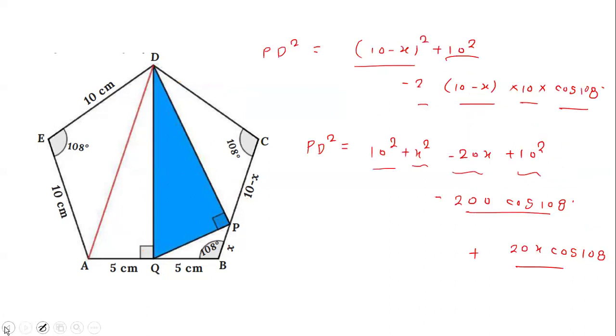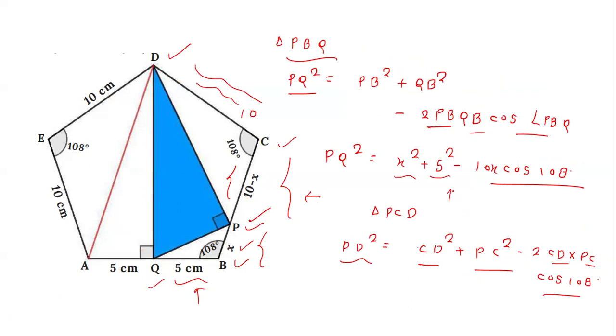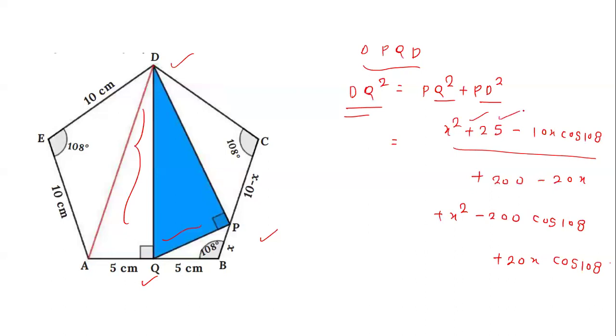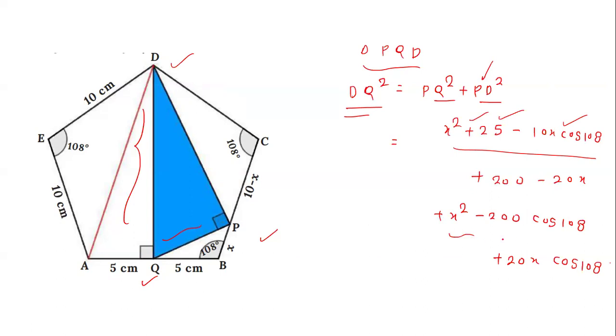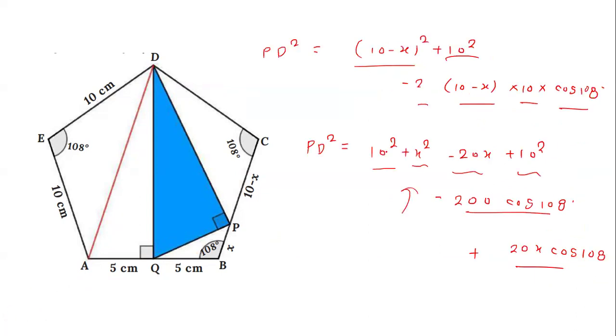So what is the value of PQ square? We find out it is x square plus 5 square minus 10x cos 108. So it is x square plus 25 minus 10x cos 108, and we also find out the value of PD square. So PD square is this. So it is x square minus 200 cos 108 plus 20x cos 108 and 200 minus 20x. So this 100 plus 100 becomes 200. This is minus 20x. This is x square. This is 200 cos 108 and this is 20x cos 108.